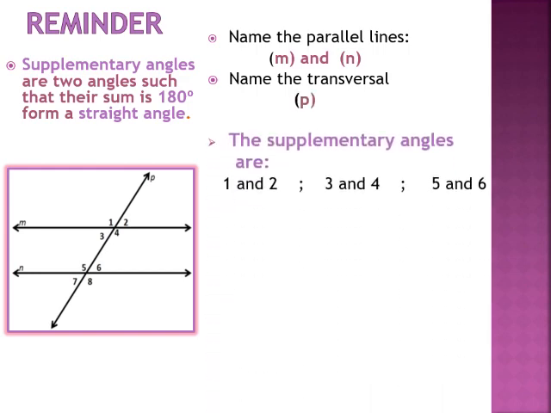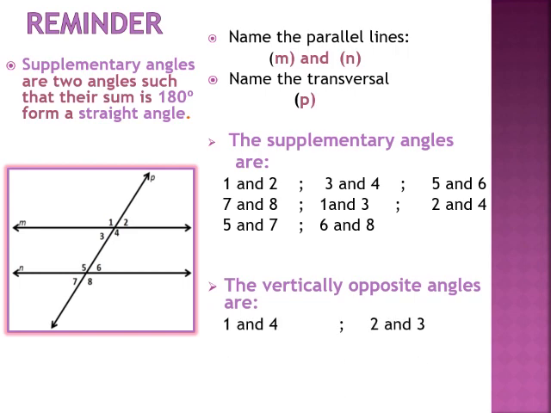The supplementary angles are 1 and 2, 3 and 4, for example, since they form a straight angle. The vertically opposite angles are 1 and 4, 2 and 3, 5 and 8, 6 and 7, since they form an X shape.